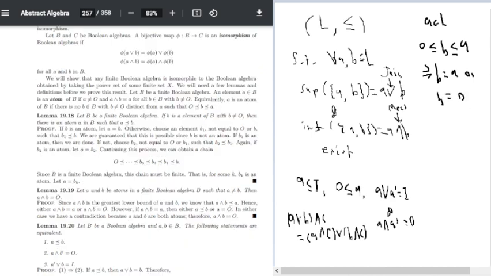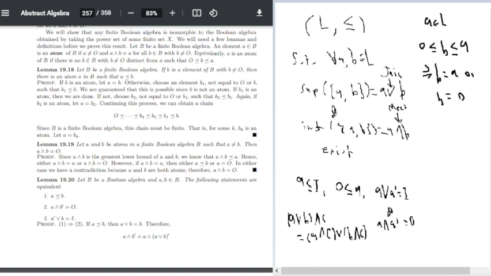So, Lemma 19.18. Let B be a finite Boolean algebra. If B is an element of B with B not equal to 0, then there is an atom A in B such that A is less than or equal to B. Proof. If B is an atom, we let A equal B. Otherwise, choose an element B1 not equal to 0 or B such that B1 is less than or equal to B. We are guaranteed that this is possible since B is not an atom.